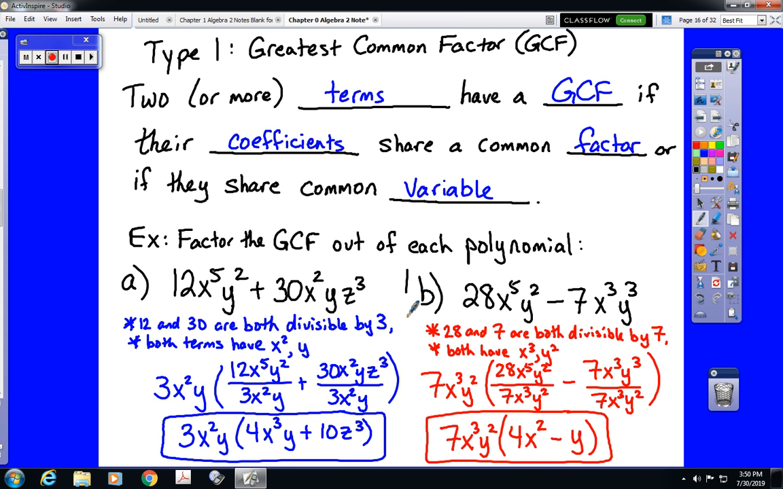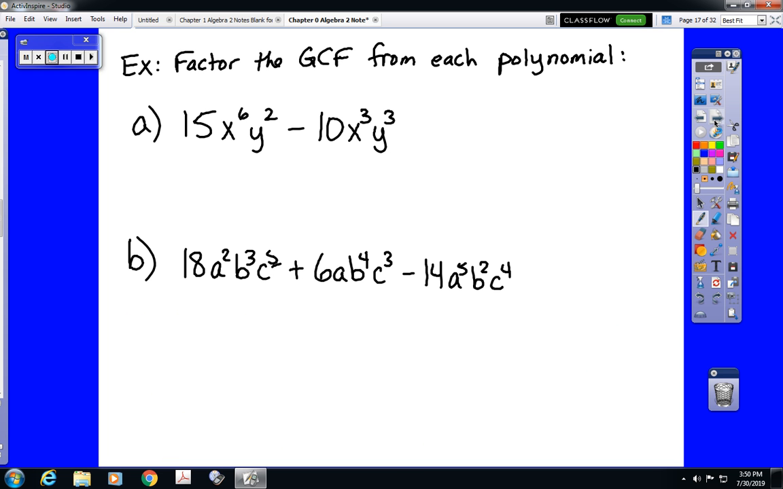So there's our first two examples of factoring out the GCF. We're going to do two more on the next page, so if you think you know what you're doing, you should pause the video and then try them and then watch the rest of the video to see if you did them correctly. So the next example here, 15x to the 6th y squared minus 10x cubed y squared y cubed. 15 and 10 are both divisible by.